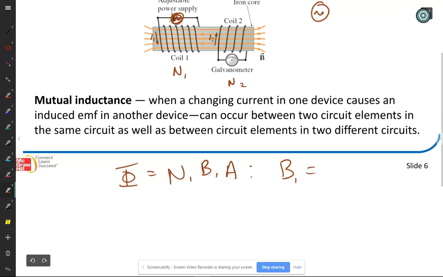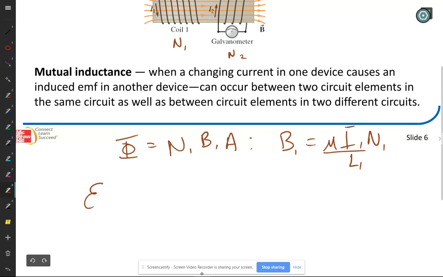But B1 is going to be the magnetic field created by my coil. So that's going to be mu. I'm not putting mu sub 0 because I have a core that's not air. If it's air, it would be mu sub 0. Multiplied by current 1 and multiplied by N1 over length 1, the length of that first loop. So that's the magnetic field that's created, and then the induced EMF in coil 2 is equal to minus N2 change in flux over change in time.